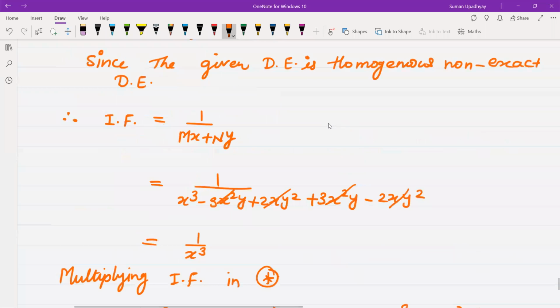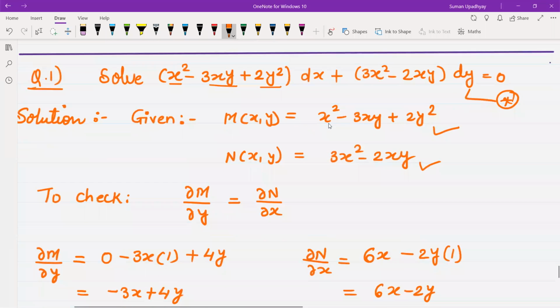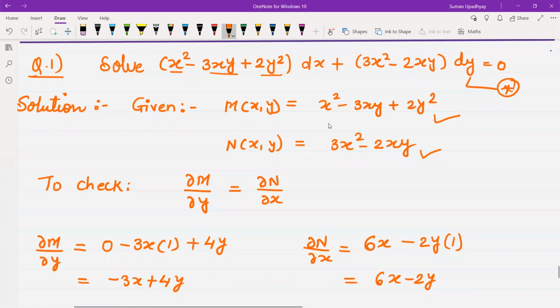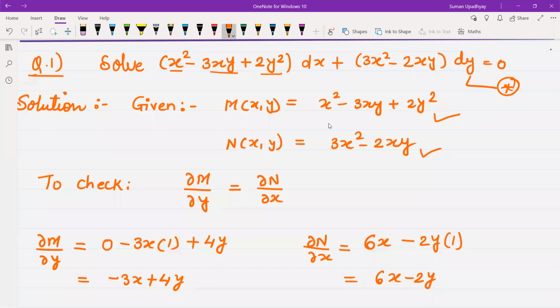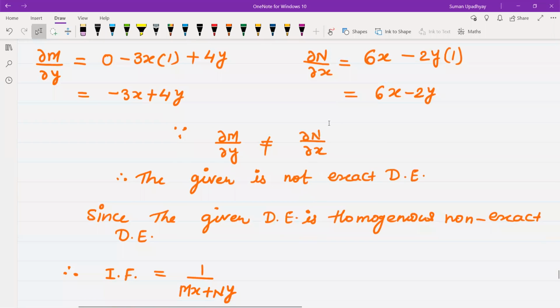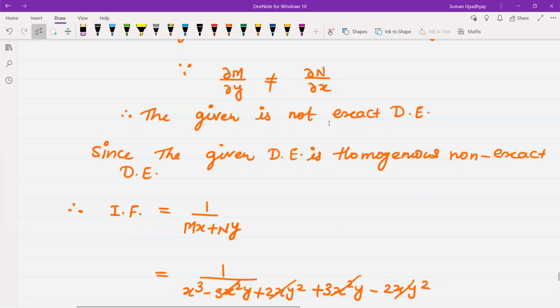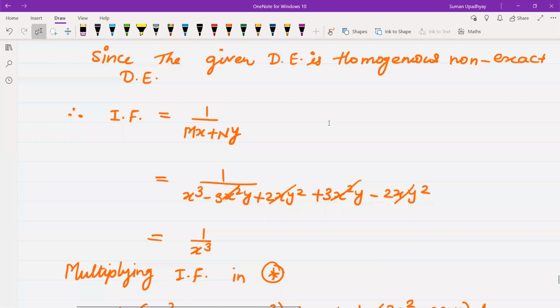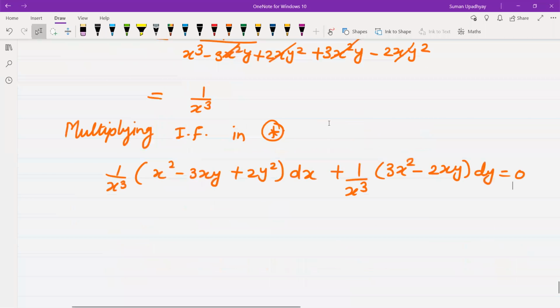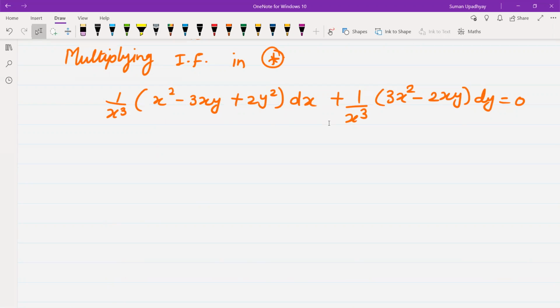So far, this was my given differential equation. My screen is visible to all the kids. Yes, ma'am. From this, I calculated ∂M/∂y and ∂N/∂x and got that they are not equal. Therefore, the given differential equation is not exact. But it is homogeneous, so the integrating factor will be 1 upon Mx plus Ny, which we got as 1 upon x cube. So we multiply it throughout to my given differential equation. Now you multiply 1 upon x cube inside.